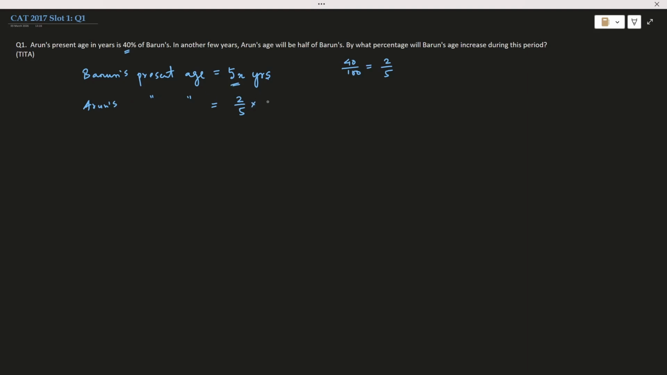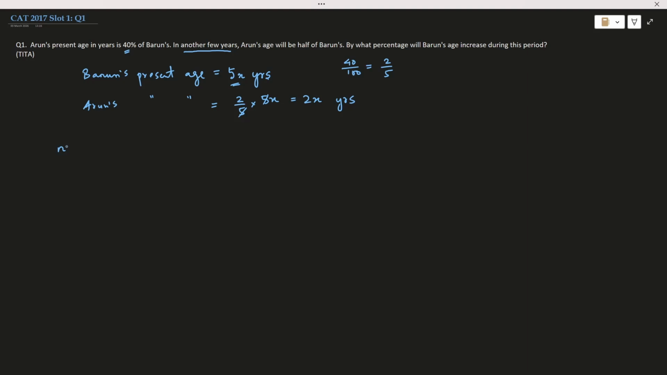And what is Barun's present age? 5x. Now I can cancel 5 and 5. My only motive was to avoid fractions, and hence I took Barun's present age as 5x years. You could have taken Barun's present age as 4x years, x years, 100x years, anything as per your wish. Alright guys. Now we are told that after another few years, it can be 1 year, 2 years, 3 years. We don't know after how many years.